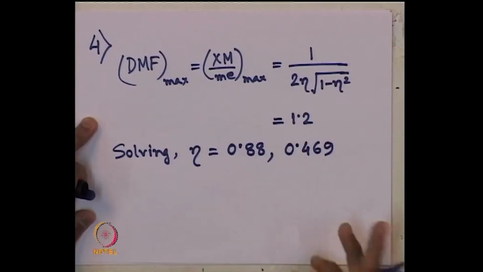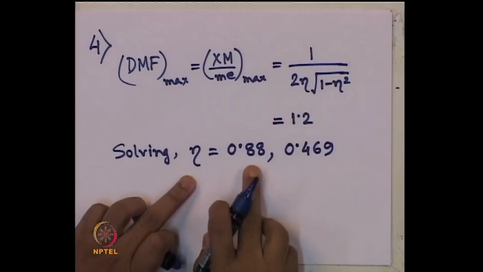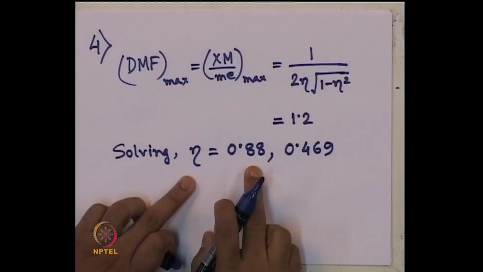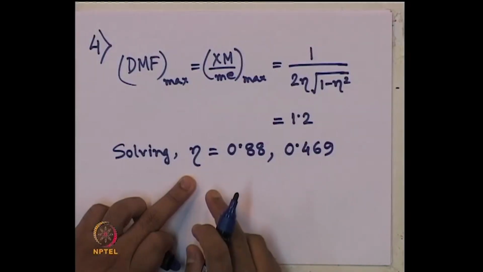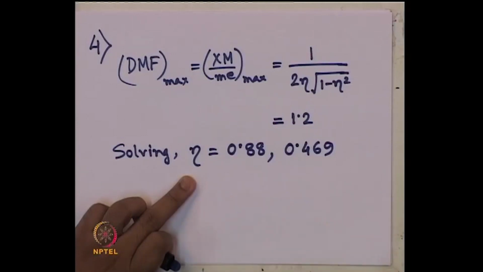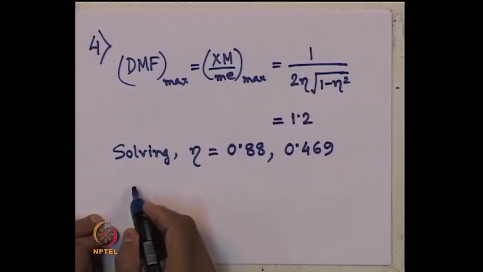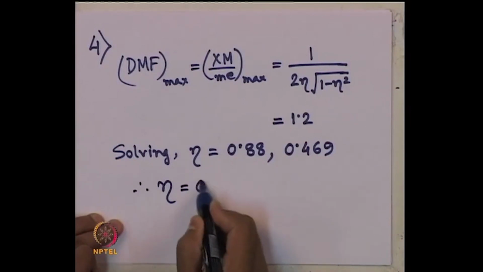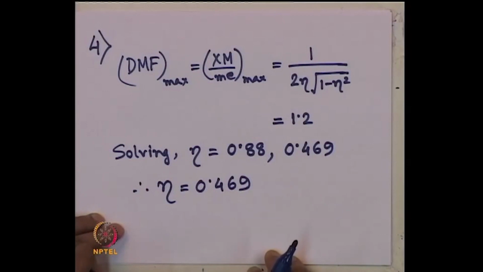Of course, as you know, the damping ratio cannot be imaginary. Now, the value of eta equal to 0.88 will not give a maximum DMF, because from the previous lecture we understood that if eta is greater than 0.7, it always gives no magnification as such. So, the chosen design value of eta is 0.469. This is our design value given to us.